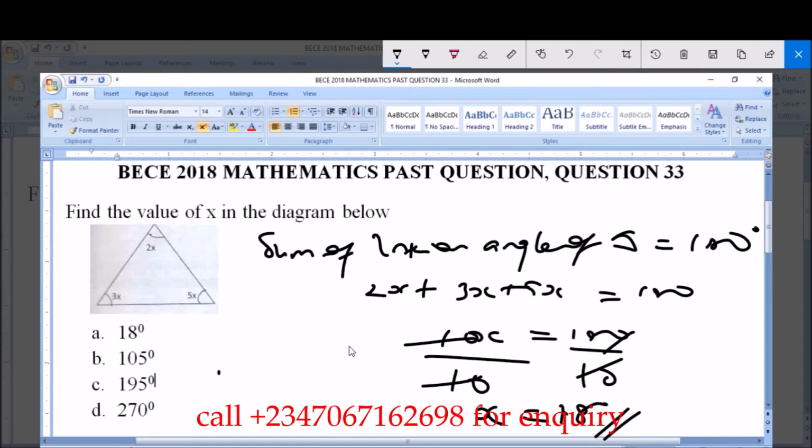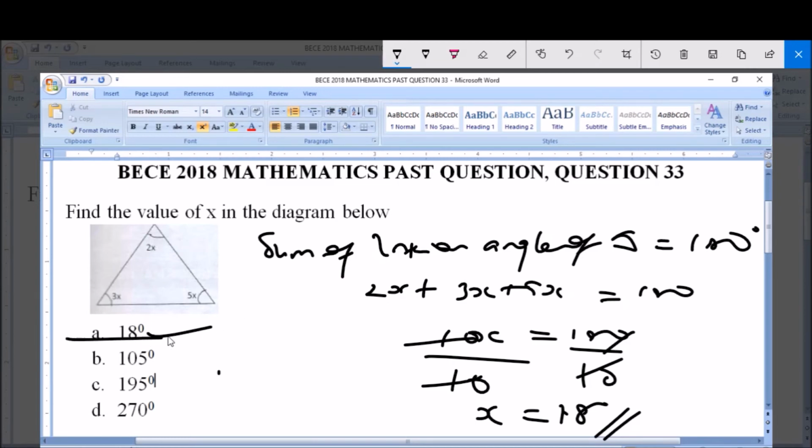Now from our options, A says what? 18 degrees, which is very correct, which is our answer. The rest are wrong. So 18 degrees is the value of x in the diagram below. Remember, x is given in respect to degrees, that is representing what? The angles.